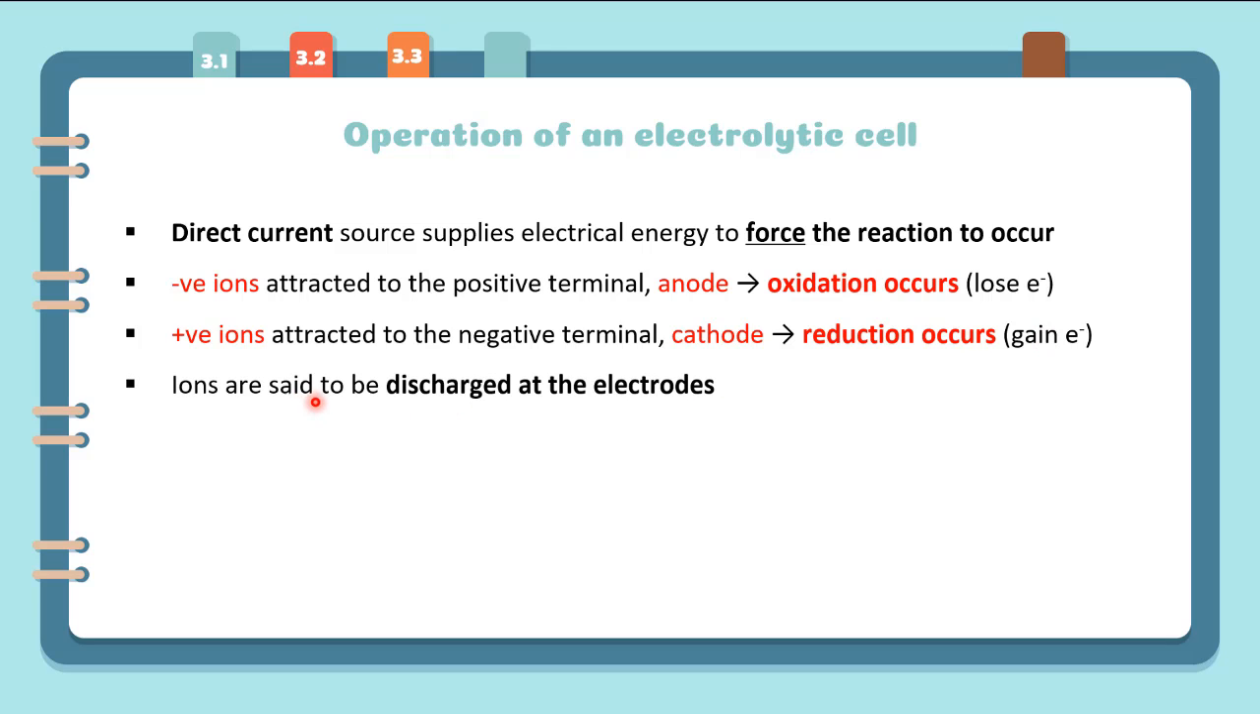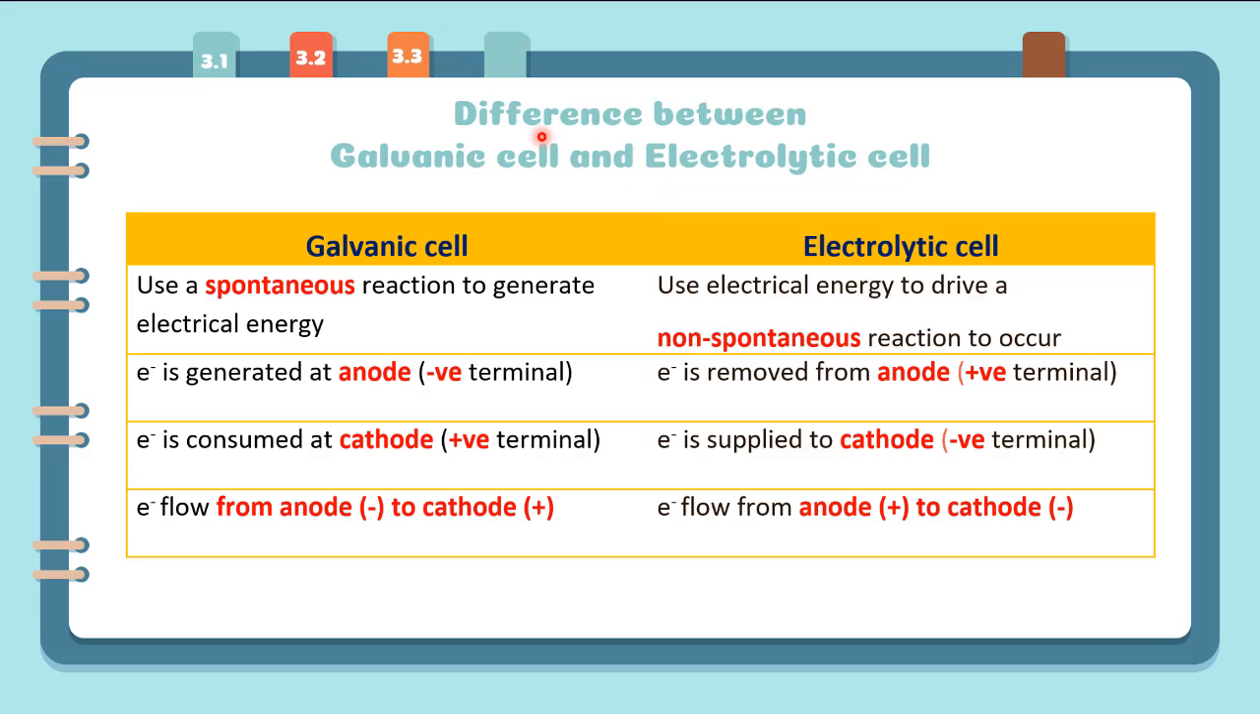Ions are said to be discharged at the electrode. Discharge refers to the oxidation and reduction process. So what product will you get at these electrodes? Let's look at the differences between galvanic cell and electrolytic cell.